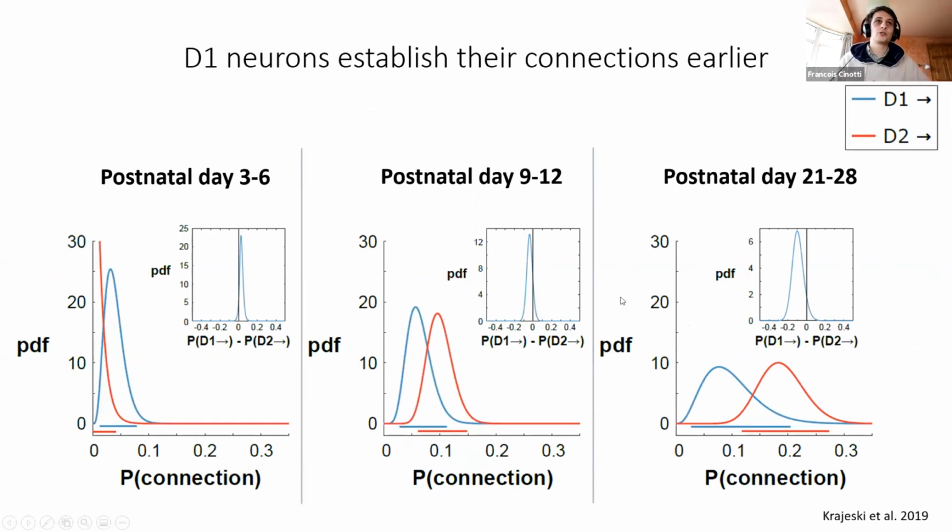This is a difference which we can track across development, thanks to a recent study by Krzyzewski and colleagues 2019, which looked at the rate of connectivity at 3 different stages of postnatal development in the mouse. And you can see here that D1 neurons make their connections very early on. They're already present at postnatal stage 3 to 6, whereas D2 neurons gradually develop their connections over time and eventually overtake the rate of connections of D1 neurons.